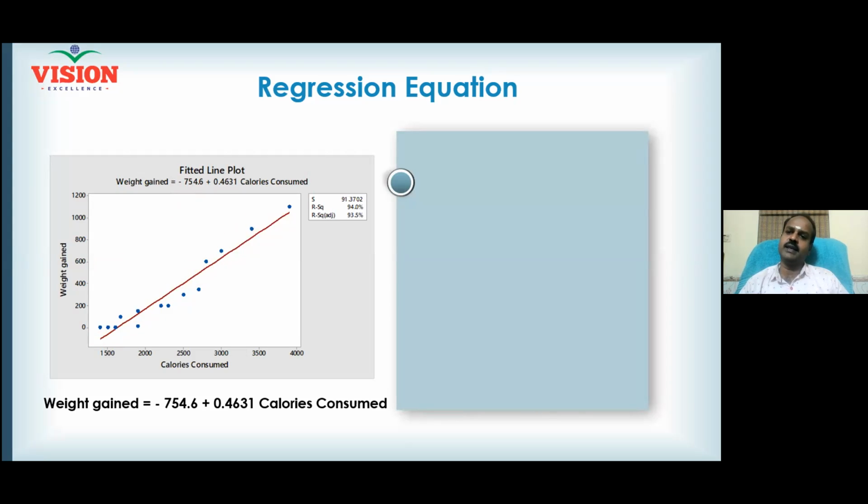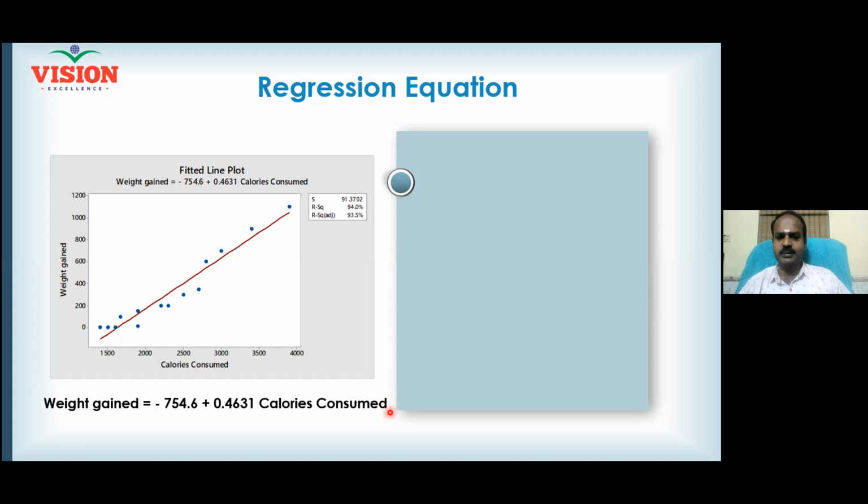I cannot draw the line here. When I draw the line here, then the line will have a lot of error. When I draw the line here, then also the error will be too much. When I draw the line close to the points, then the error will be minimum, right? So this line is called the regression line. The equation is called the regression equation, and that is what you are seeing here at the bottom.